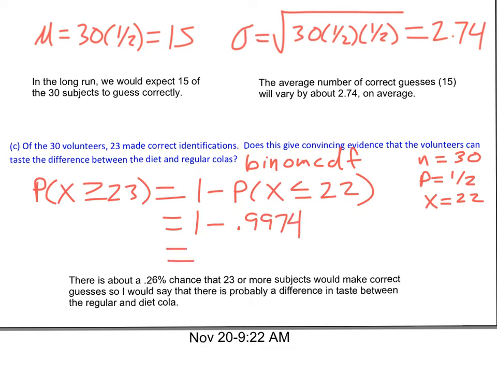I subtract that from 1, and I get 0.0026. That is the probability that if our volunteers are guessing, 23 or more would guess correctly. That seems pretty low. The odds that they're going to have that many guess right are pretty unlikely. So the better explanation is that our volunteers can actually taste the difference.